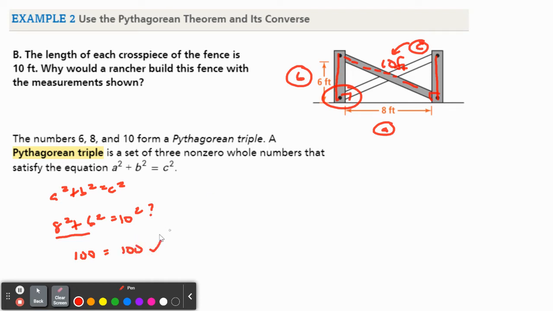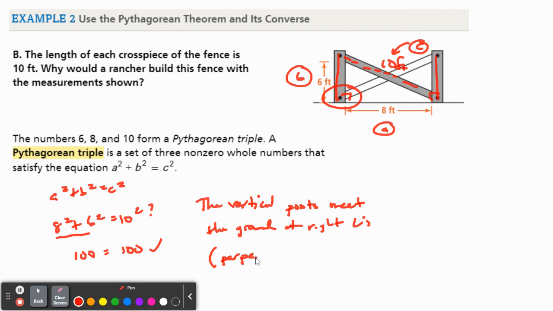So this means that this is a right triangle, and those vertical posts would make right angles with the ground. So what I would say is, the vertical posts meet the ground at right angles. And in parentheses, I'll put the big boy word or big girl word, perpendicular. And there you go.